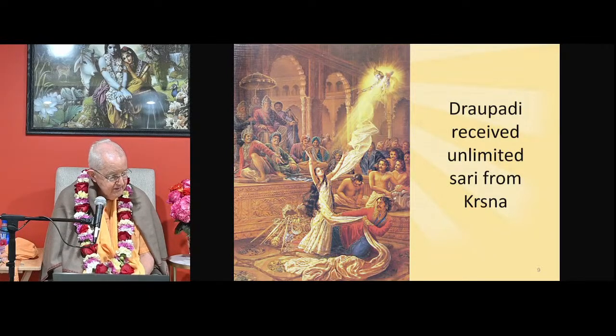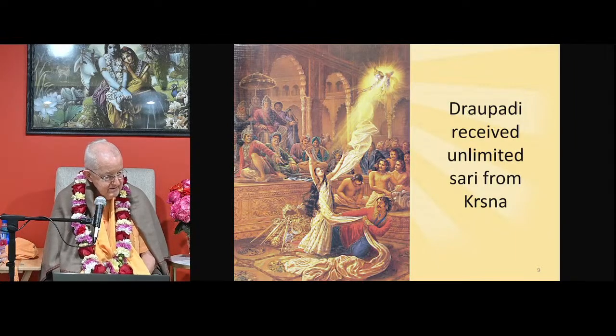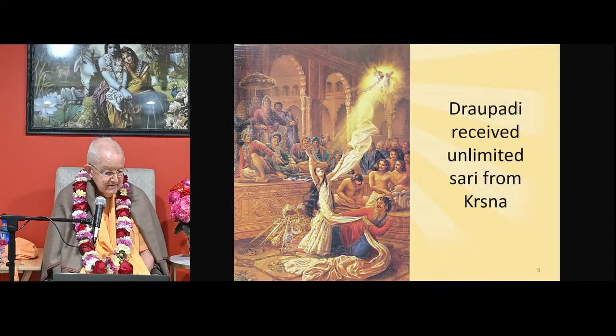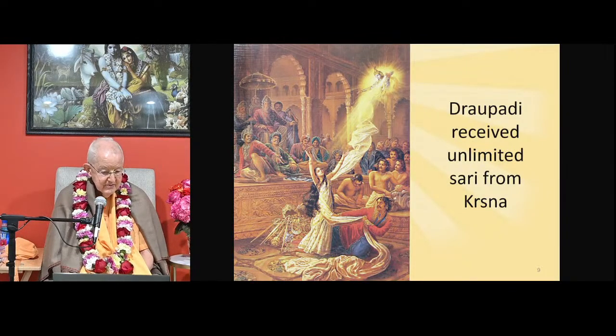You know about the gambling match? You remember that one? Shakuni, he was a cheater. He knew how to cheat playing dice. And they lost everything. They lost their kingdom. They lost their title. They lost everything. And then they said, "We want you to gamble Draupadi." And Yudhisthira agreed.